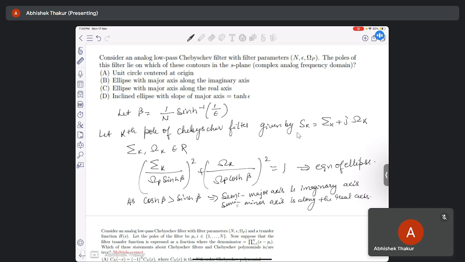Okay, so which options are correct here? Unit circle centered at origin, this is wrong. Ellipse with major axis along the imaginary axis, yes, option B is correct. Ellipse with major axis along the real axis, this is wrong. Inclined ellipse with slope of major axis equal to tanh epsilon, this is also wrong. So option B is the correct answer for question number 5.